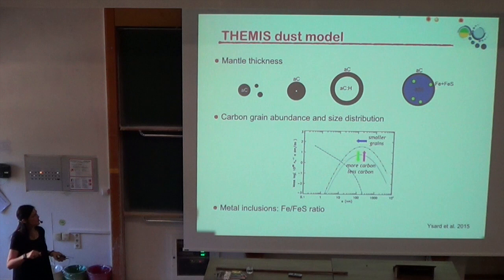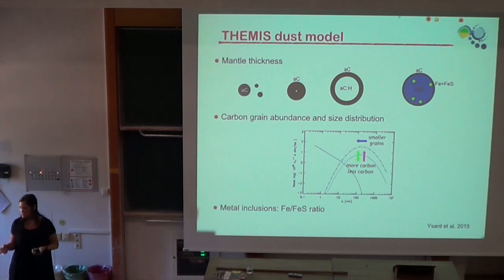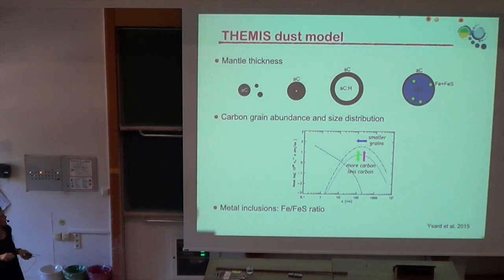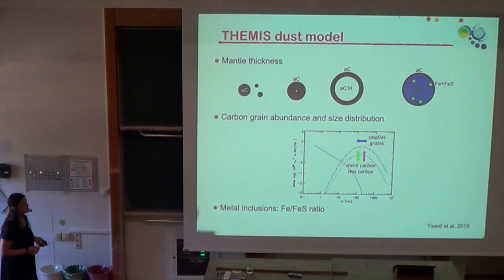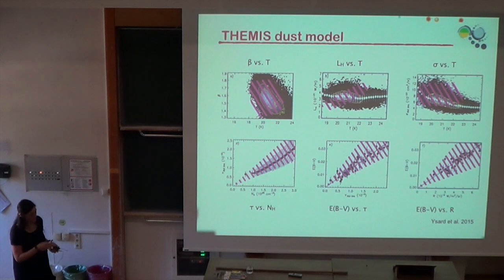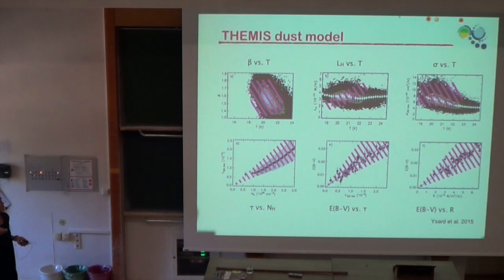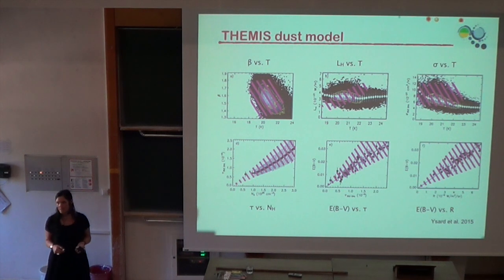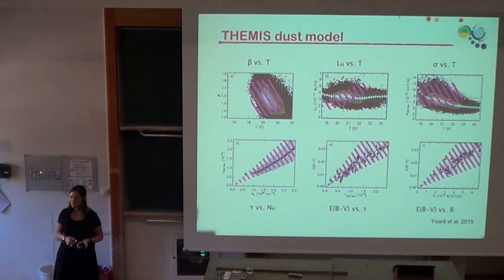The inclusions can vary inside the abundances we have. And also the size distribution of the carbonaceous grains can vary. So we allowed all these properties to vary in reasonable numbers. And what we got was this at the end. The dashed area here in pink shows the results we can obtain by varying these properties.